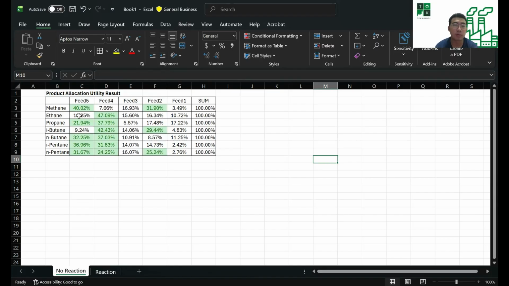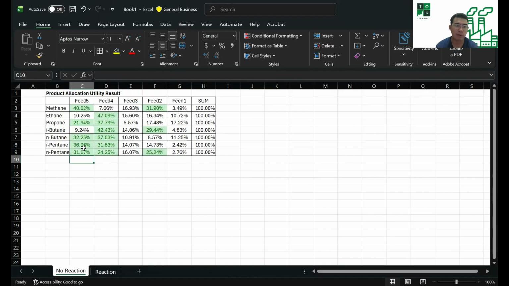We can observe the most significant contribution of the feed to the product, which in our conditional formatting here, feed 5 and feed 4 have quite a dominant result, as well as feed 2 for methane, butane, and also pentane. Okay, if you want to sum, we need to sum it horizontally, not vertically, because this is actually not the flow of the feed.